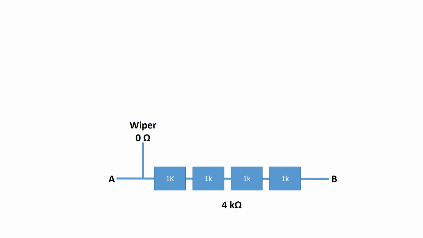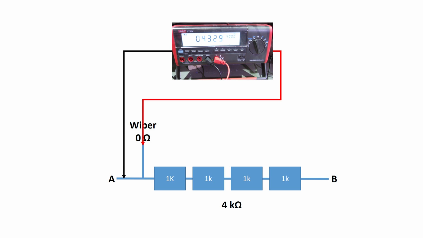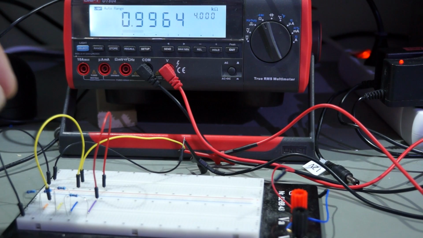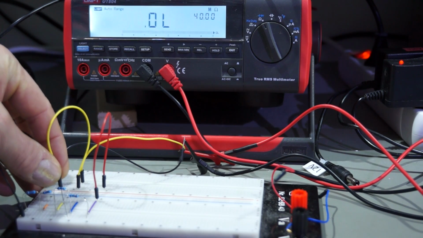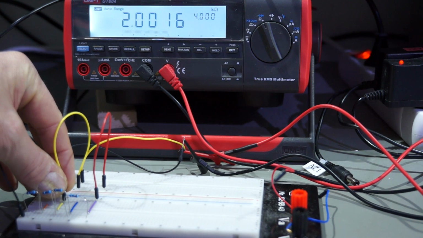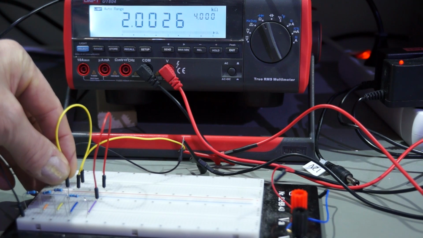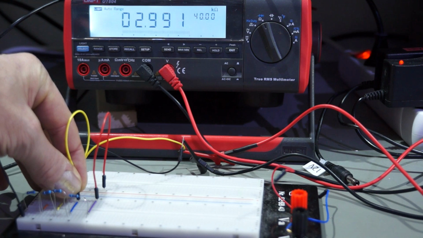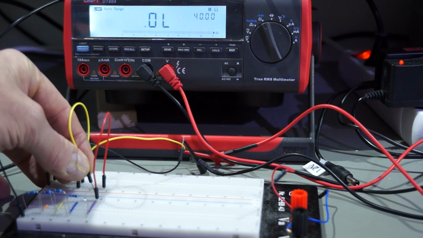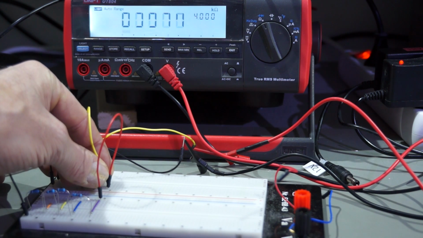We use 4 1 kilo ohm resistors in series to simulate the resistive element. To test our concept, we connect one test lead of our ohm meter to one end of the potentiometer and the other to the wiper point. We can now connect the middle wire to each of the points and get 1 kilo, 2 kilo, 3 kilo, and finally 4 kilo ohm, just as expected from a potentiometer. We just developed the principle of the electronic potentiometer.